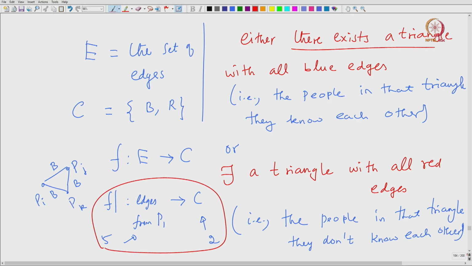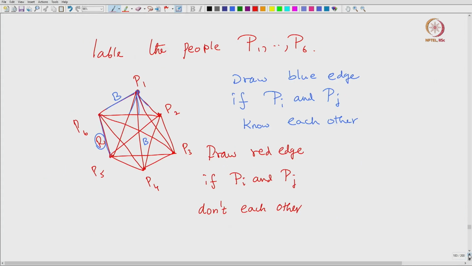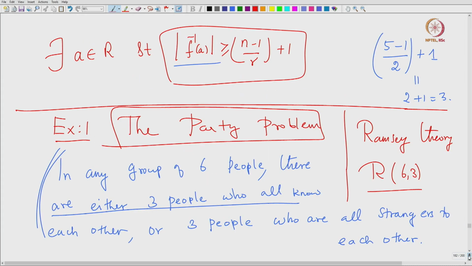Basically, the argument used here is this. If you take the edges that are coming from P1 and look at the colors that are used, since there are 5 edges, at least 3 edges should have the same color. So, that is what our pigeonhole principle says, and using that we can guarantee that we have a triangle which has either all edges blue or all edges red, which translates back to the existence of 3 people who all know each other, or the existence of 3 people who are all strangers to each other. So, that is the actual party problem.